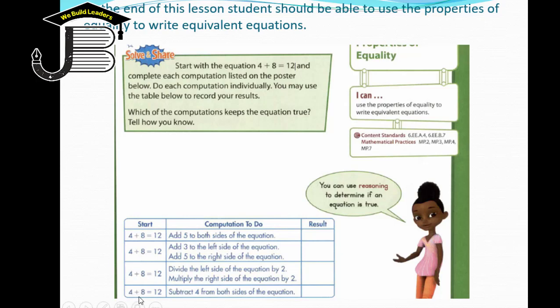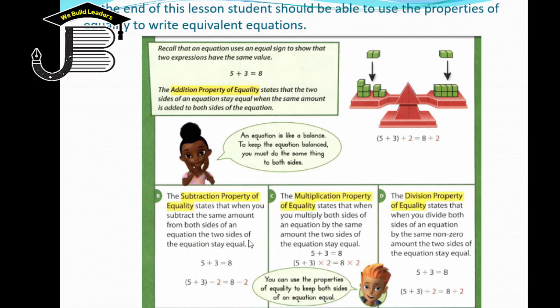Now, the last one: 4 plus 8 equals 12. Subtract 4 from both sides of the equation. The left side will become 8, and the right side will become 8. So the equation is still correct. What we understand from this is that if we add, subtract, multiply or divide both sides of the equation by the same number, then the equation will stay correct. This is what we call the properties of equality.